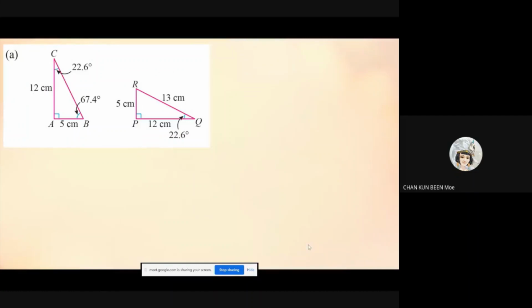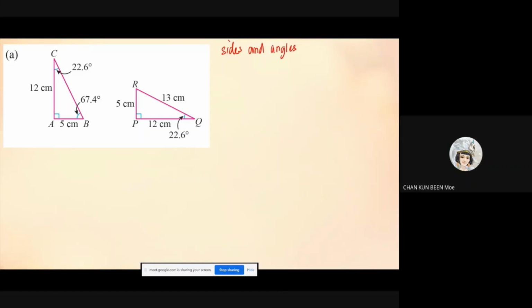So for example, the first one, A here. We need to determine whether the shapes are congruent or not. For this one, A, B, C, P, Q, R. To determine whether they are congruent or not, the two things that we need to find out are their corresponding sides and angles.